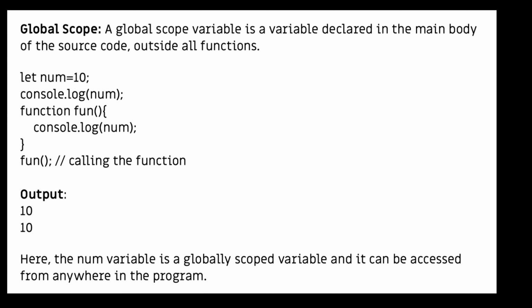Next we create a function, so first we add the function keyword, then add fun as the function name, and then call this num variable inside the function, and next we call this function outside the block, so it prints the value 10. Here the num variable is a globally scoped variable and it can be accessed from anywhere in the program. So check this. Open the Sublime text editor.